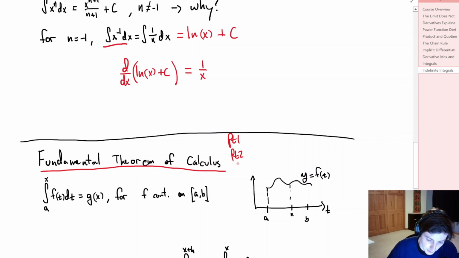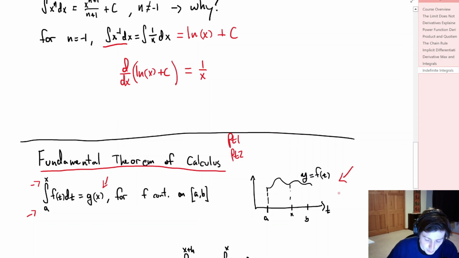So now we're going to look at the second part, and we're going to consider an interesting looking integral. It is a definite integral, so we have the integration limits from a to x of some function f of t with respect to t, and we're going to say that that's equal to g of x. We're going to keep some rules here: f is continuous on some interval of a to b.